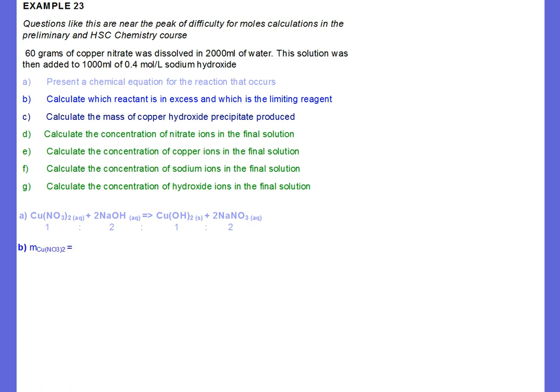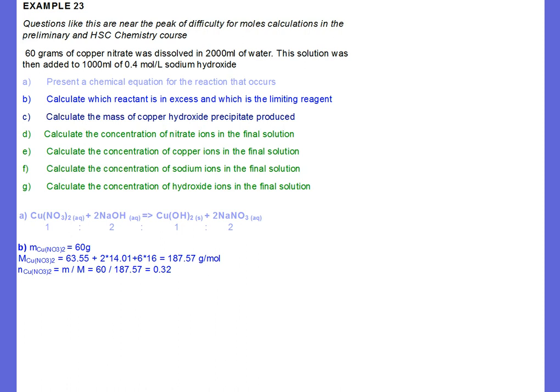So the next step, excess and limiting. What data have we been given? We've been told we've got 60 grams of copper nitrate. We know the molar mass of copper is 63.55. There are 2 lots of nitrogen and 6 lots of oxygen. Therefore the molar mass of copper nitrate is 187.57 grams per mole. Moles equals mass over molar mass. So we can calculate the moles of copper nitrate as 0.32 moles.